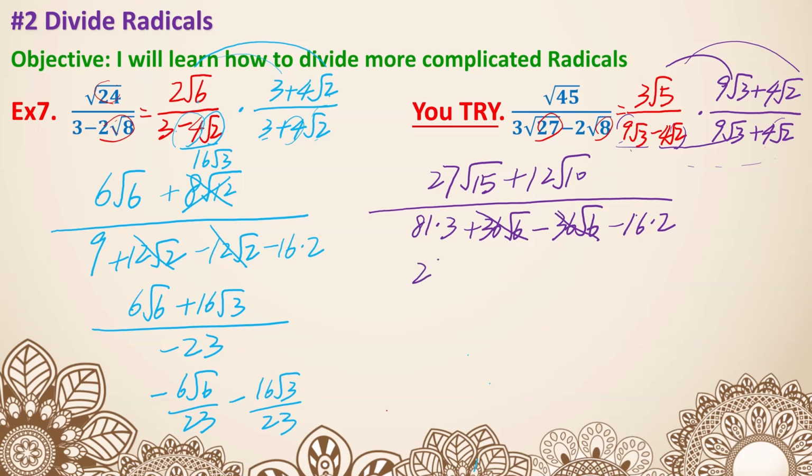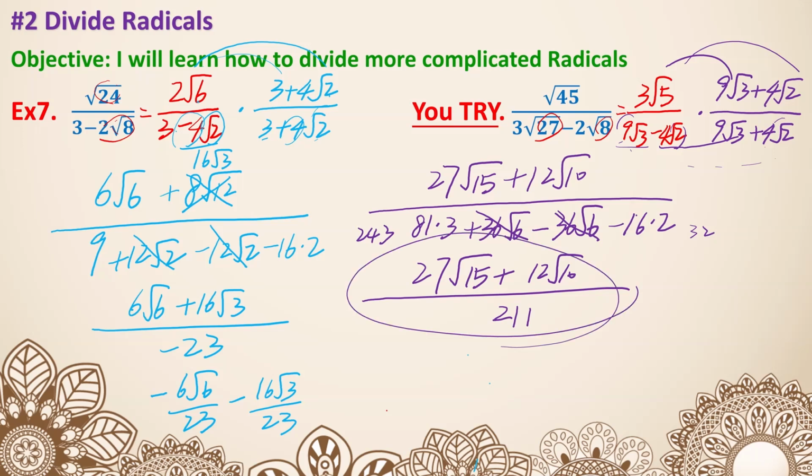We are left with a 27 square root of 15 plus 12 square root of 10 all over. 81 times 3 is a 243. And we're going to minus a 32, leaving us 211. We can separate the fractions, but you should already know that you can't simplify them. You can either leave it like that, or 27 square root of 15 over 211 plus 12 square root of 10 over 211. And that's example 8, and that is the second lesson for dividing radicals.